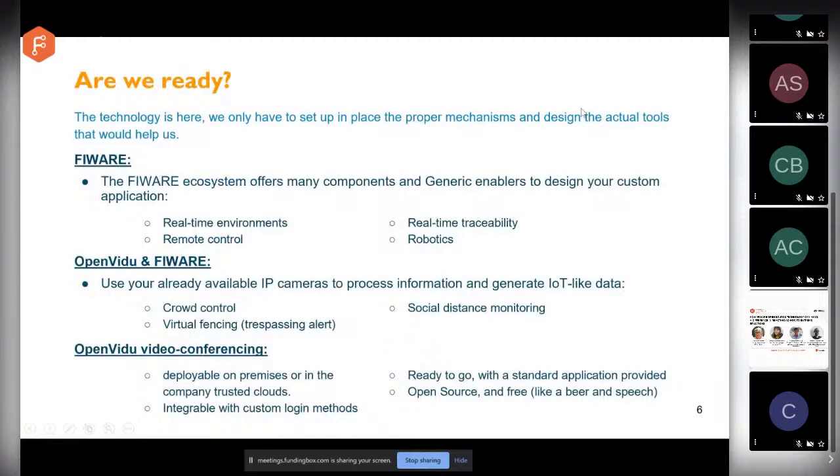So are we ready? From our point of view, from Navatech's point of view, we are ready. We just need to find the correct application of the technology. For example, the FIWARE ecosystem itself offers many components as generic enablers, so you can easily design your custom application. You can see how in a few days, with a bunch of generic enablers, you could build an amazing tracking application that engineering has done.